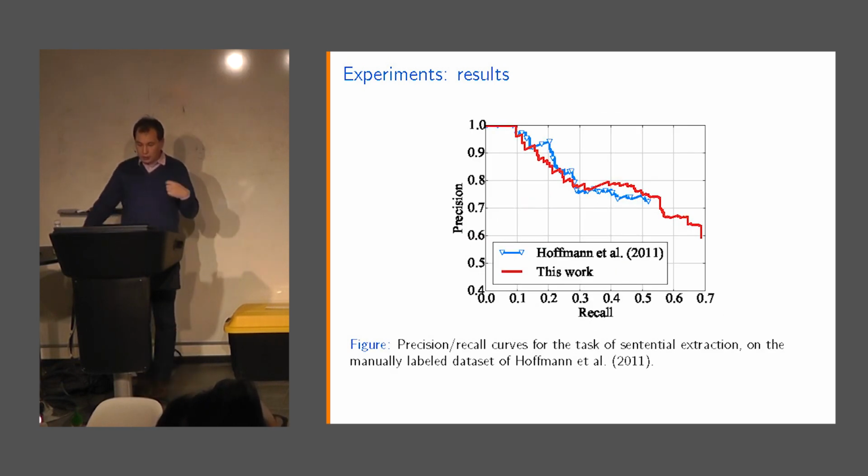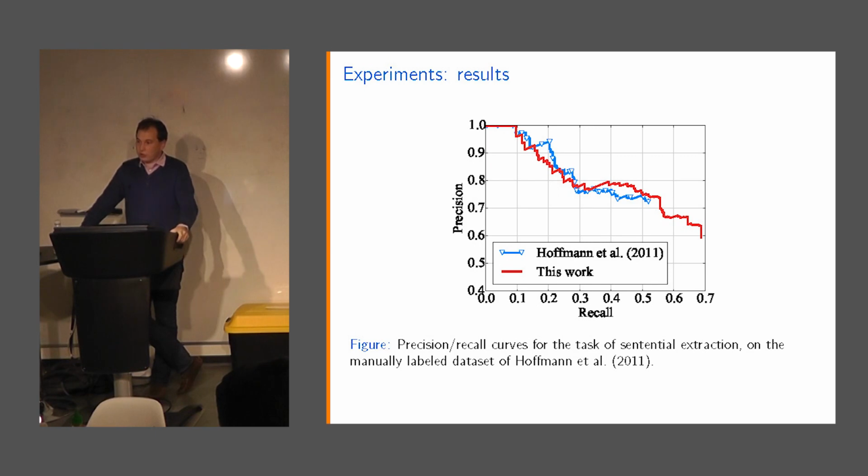And finally, here are the results for classifying at the sentence level. That is, for each sentence, saying which relation is expressed by the sentence, while the previous results were for each entity pair, saying which relations are verified by that entity pair.